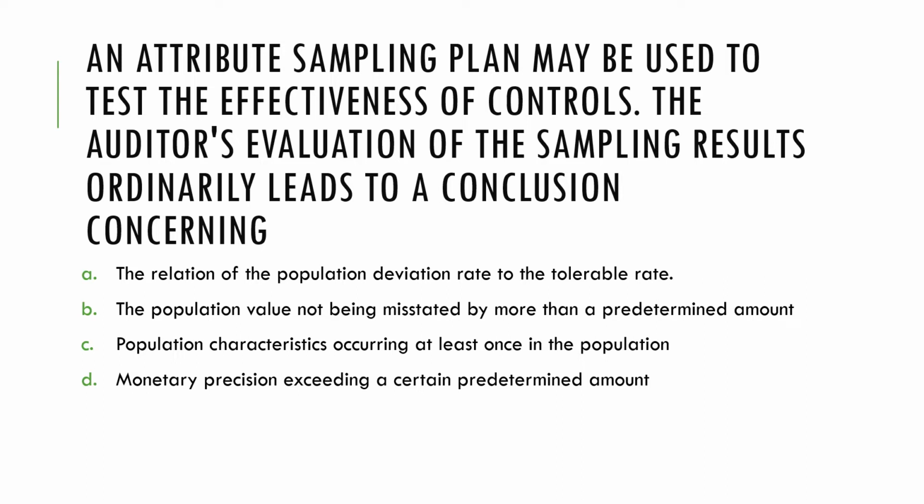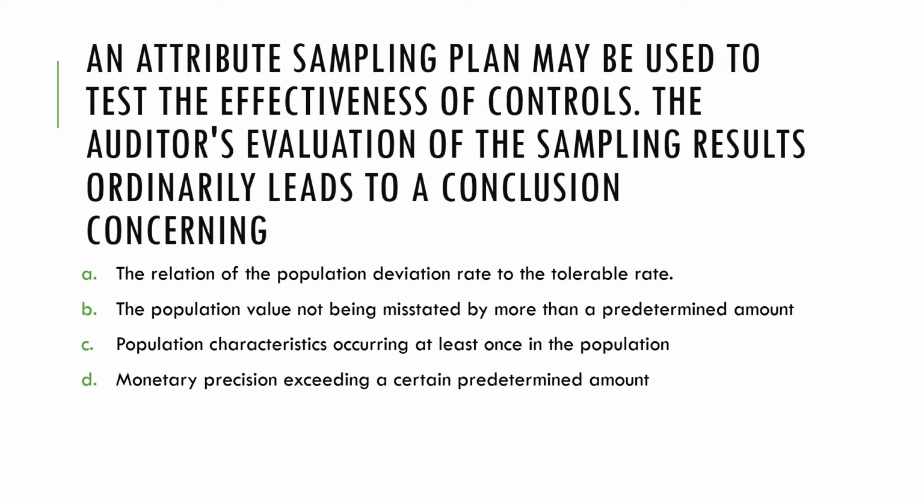The auditor's evaluation of the sampling results ordinarily leads to a conclusion concerning letter A, the relation of the population deviation rate to the tolerable rate; or letter B, the population value not being misstated by more than a predetermined amount; or letter C, the population characteristics occurring at least once in the population; or letter D, monetary precision exceeding a certain predetermined amount.